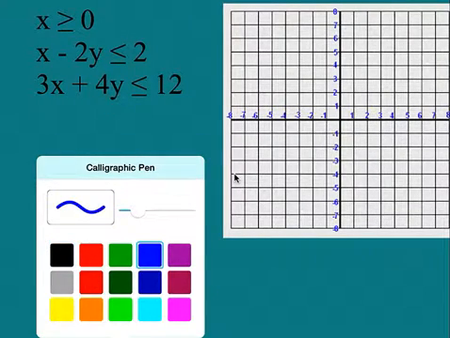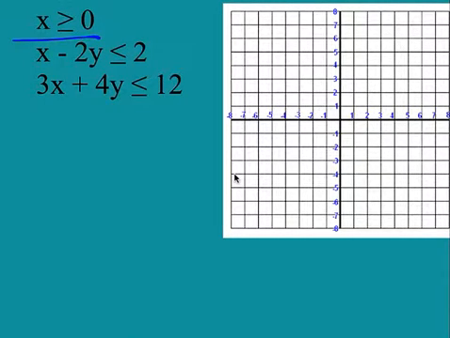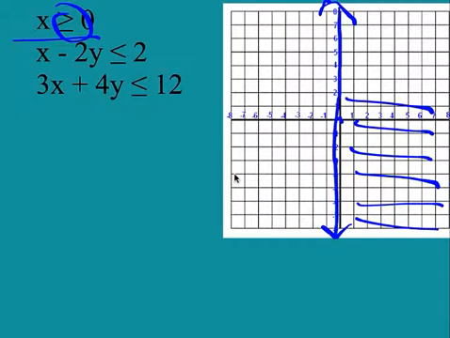So here I have that x is greater than or equal to 0. Well, here's 0 right here at the origin. So what I'm going to do is draw a vertical line through the origin. Remember that when it's just an x, it's going to be a vertical line. And I want greater than 0, which means I am going to span out going that way.